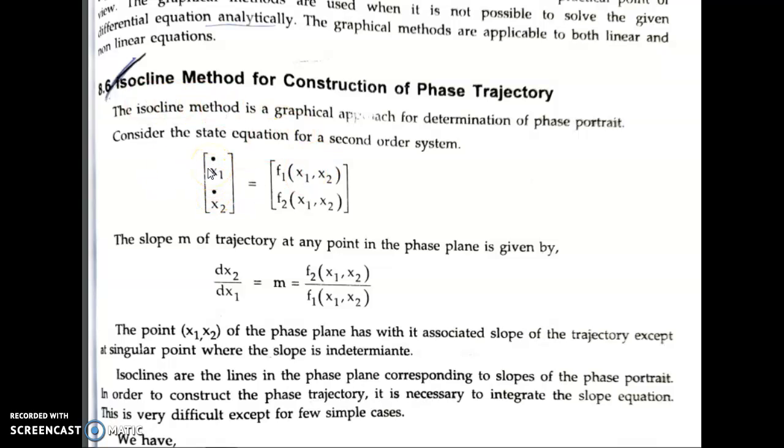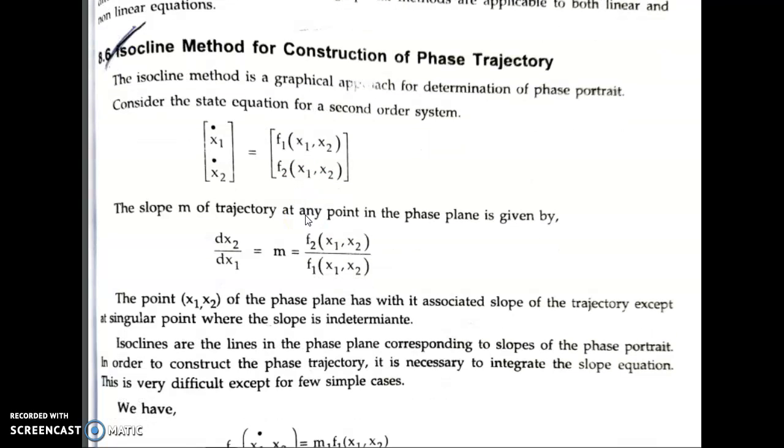Here they are considering a state equation for the second order system. There are two state equations, x1 dot and x2 dot. So x1 dot is the first function, that is f1, and the second is the f2 function, that is f1 is equal to x1 dot, f2 is equal to x2 dot. Here f1 is a function of x1 and x2, and the second function also has the x1 and x2 variables. So they have taken this example for a second order system.